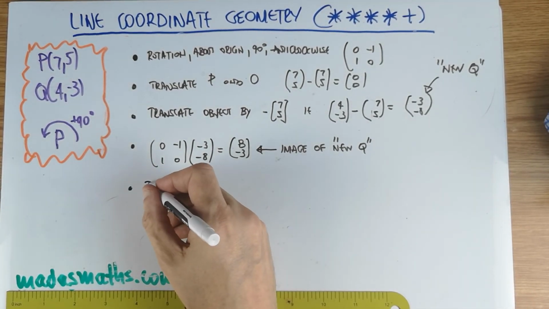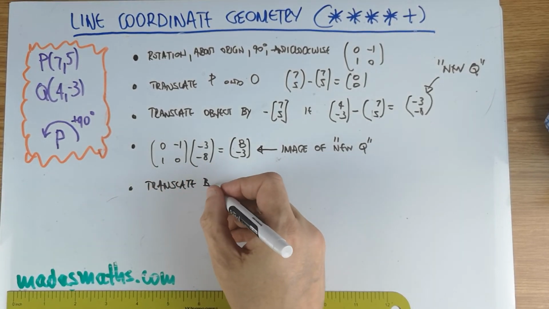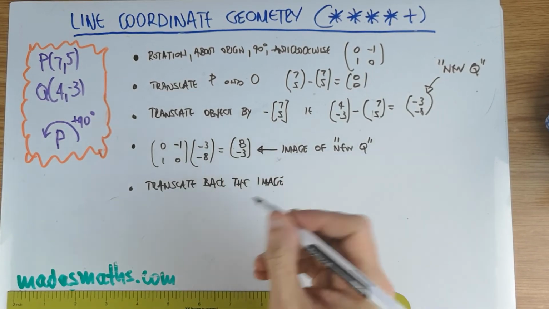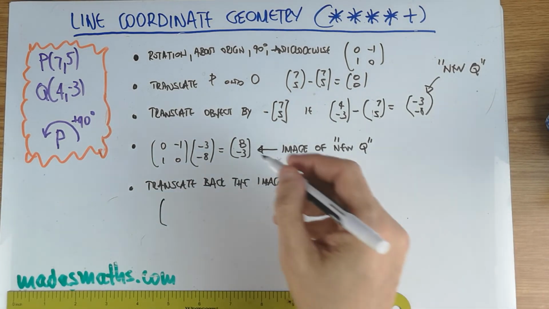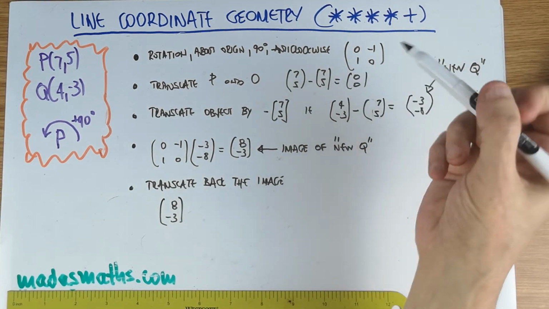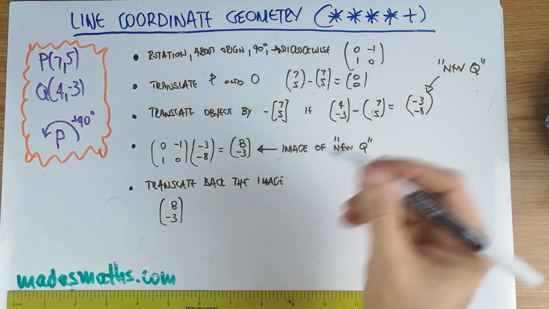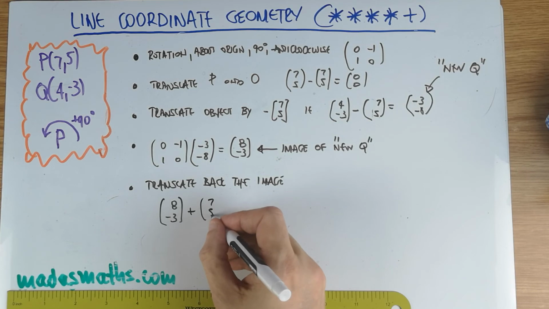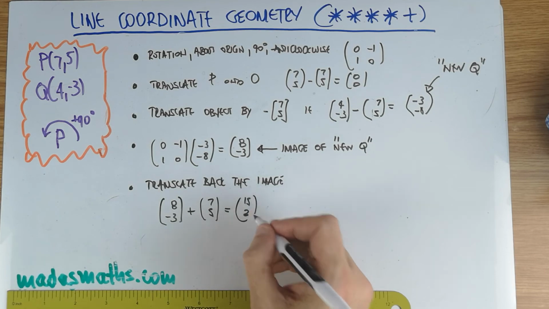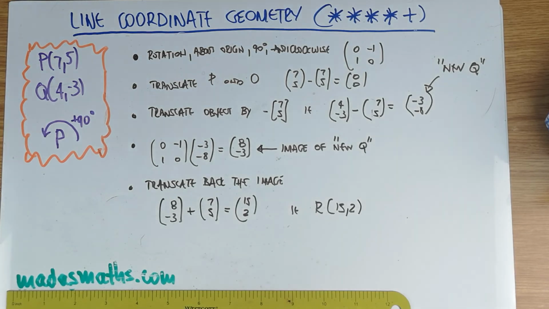And now translate back the image. And of course, to translate back the image, we need to take the (8, -3). When we translated it one way, it was the vector (-7, -5). I wrote the minus at the front. So this time we're going to add it to take it back to where it should be. And you can see what happens, i.e. the point R is (15, 2) as before.